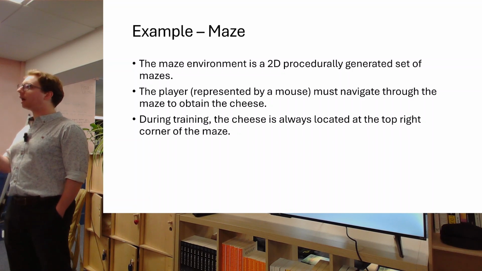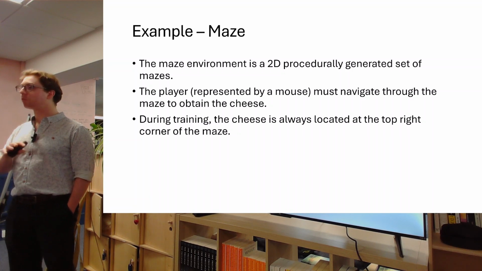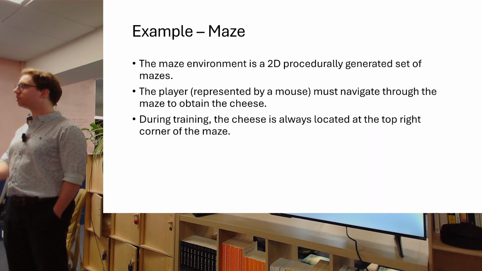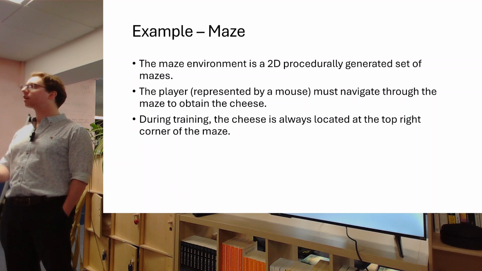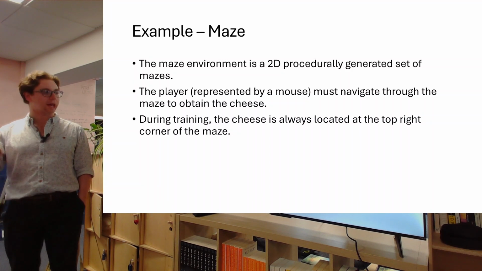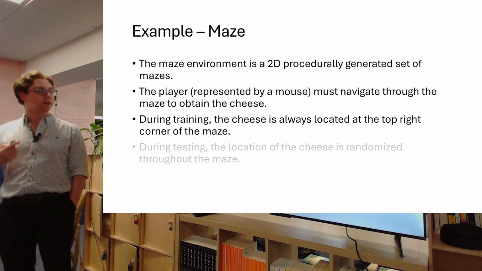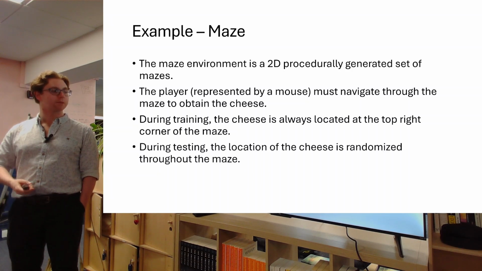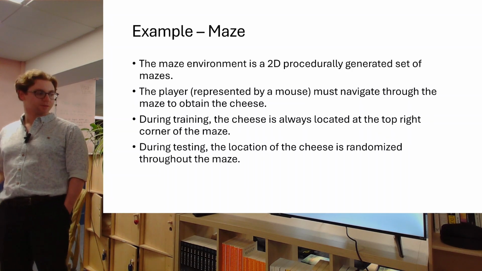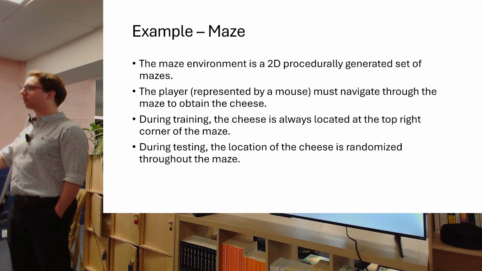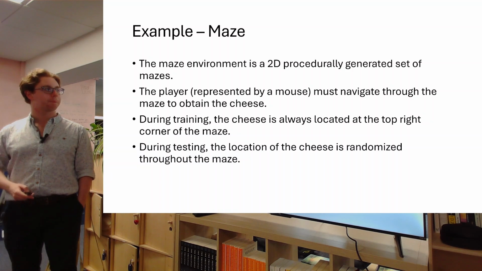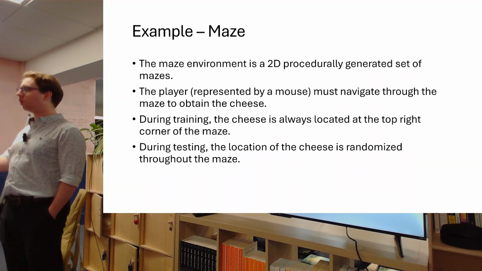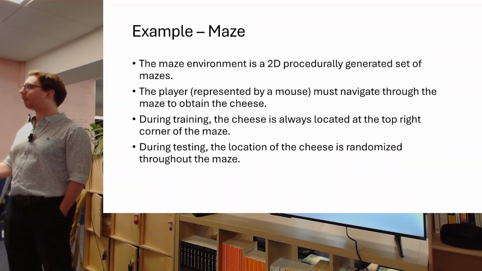So again, I have to specify there's nothing wrong with the way that we set up our reward function. It's not that we've set up our reward function in some faulty way. Our reward function is perfectly encoding the goal that we actually want the agent to pursue, which is to get the cheese. And then, as before, during testing, we're now going to randomly vary the location of the cheese. So we're going to randomly place it throughout the maze, as opposed to always placing it in the top right-hand corner.